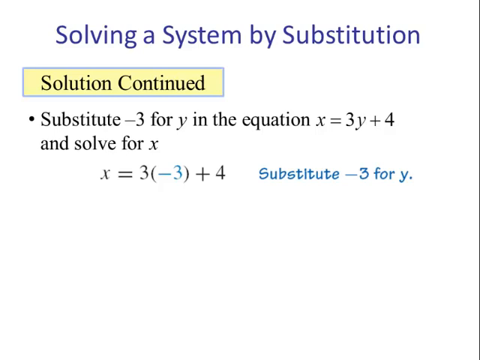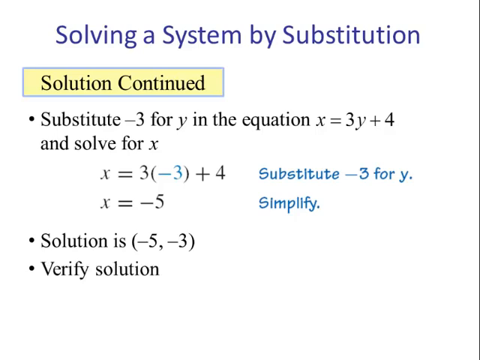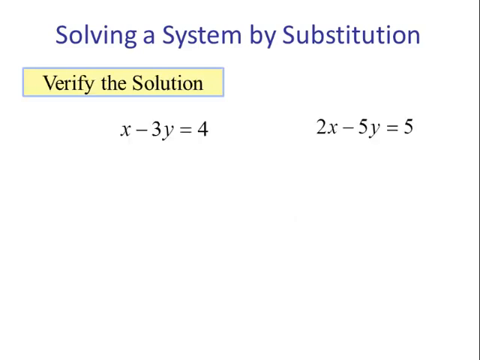Using the first equation, we have x equals 3y plus 4, which becomes x equals 3 times negative 3 plus 4. Multiplying, we get negative 9. Negative 9 plus 4 is negative 5. So we write the solution. Remember, x always comes first. Negative 5, comma, negative 3. To verify the solution, we need to check it for both equations. So x is a negative 5, y is a negative 3.